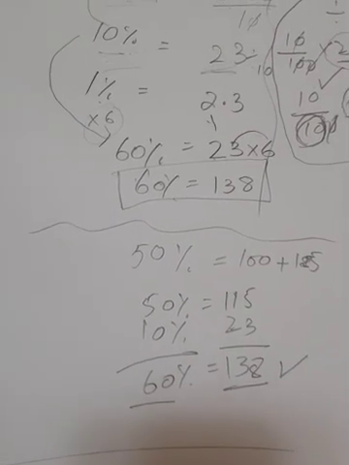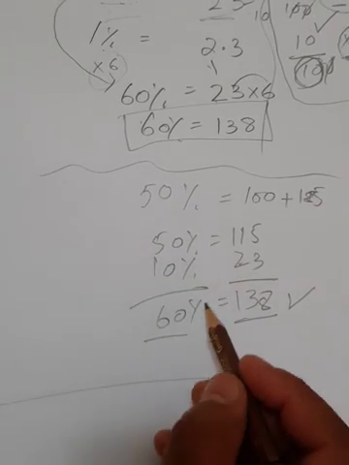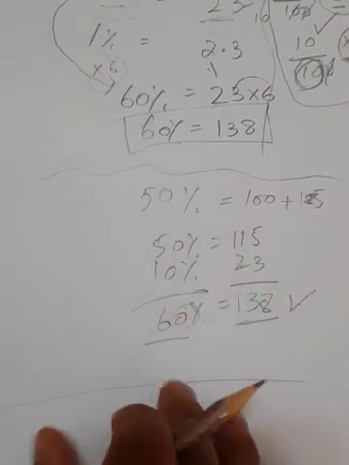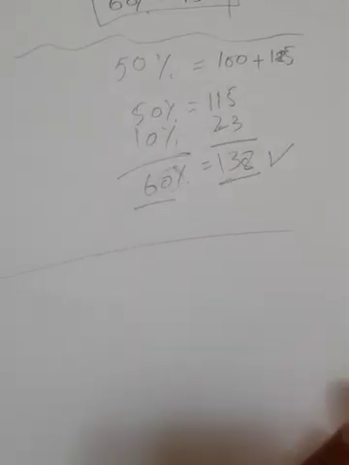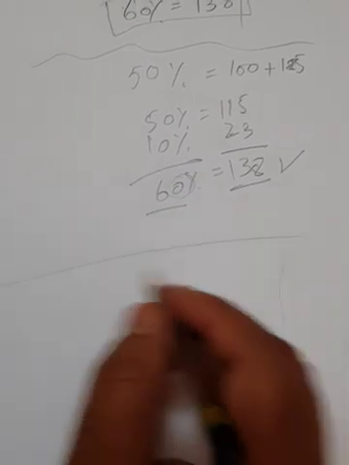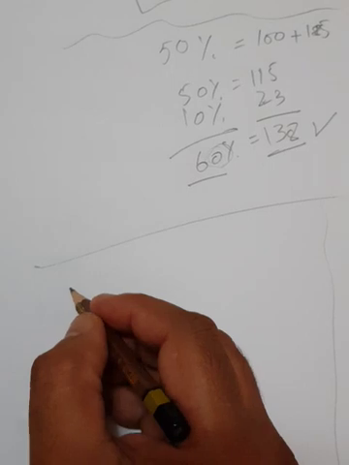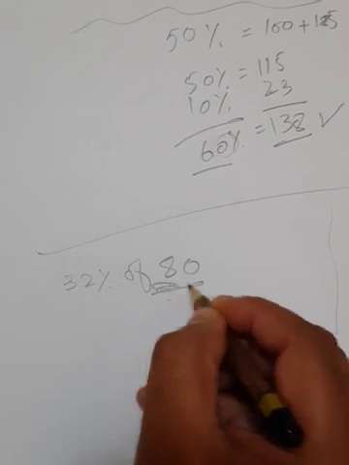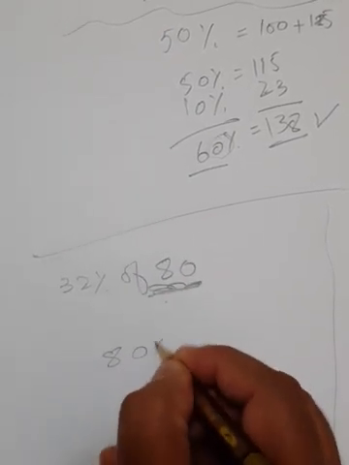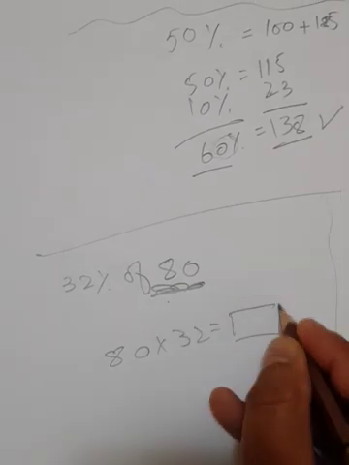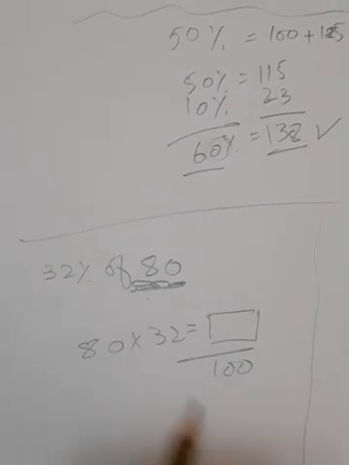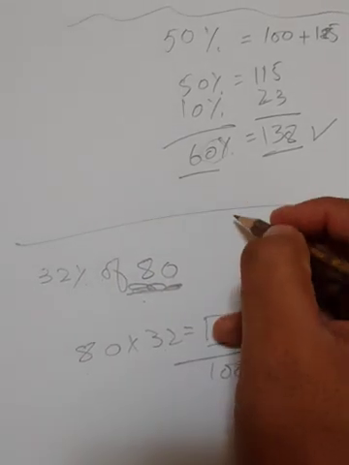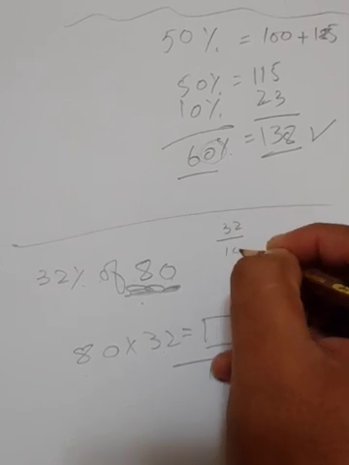Now, the third method is a very quick and simple method, but it can only be used for numbers ending with zeros: 10%, 20%, 30%, 40%, 50%, 60%. That is also a quick method. But before I go to that, I will give you the detailed method. If I say find 32% of 80, I will first say 80 times 32, and when you get the answer, divide this by 100. Again, 32% of 80, so 80 times 32 divided by 100.